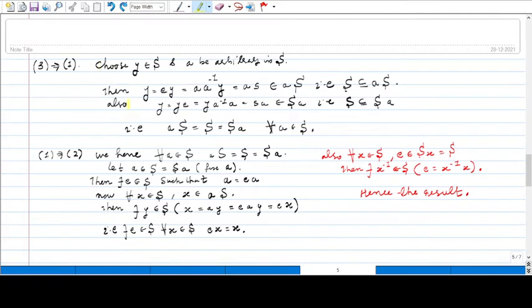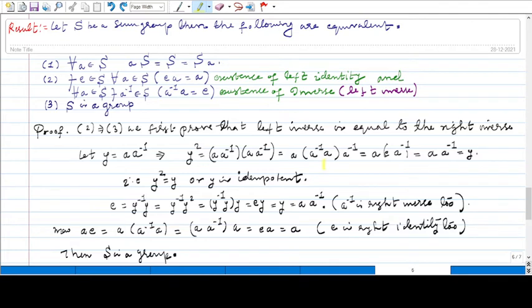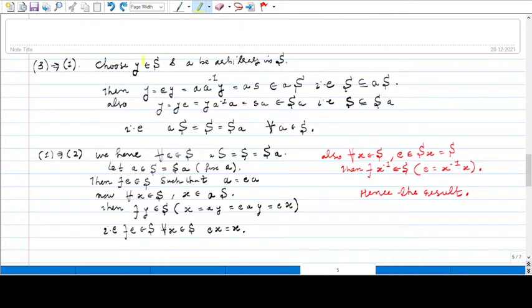Now the 3 implies 1. What is 3? We have to know what we are holding. The 3 means S is a group. I have to prove what? For every a belongs to S, aS is equal to S is equal to Sa. That's what I have to prove. Since S is a group, it will be easy.